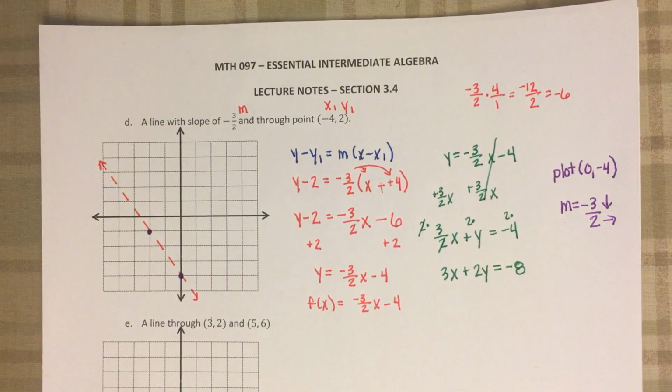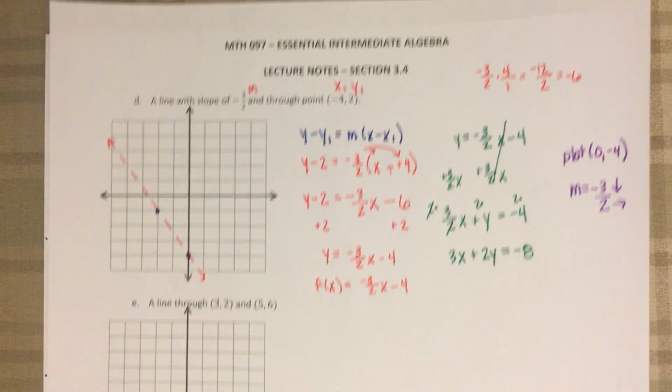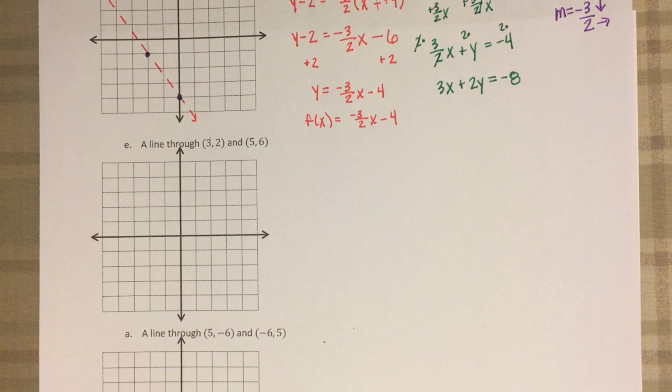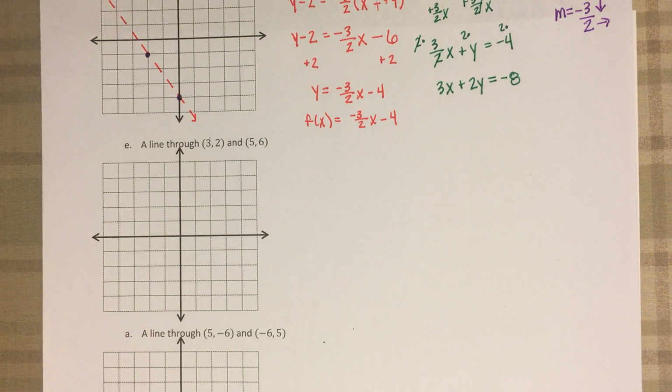And there is our sketch for that linear function. Alright, so A and B were similar. We started off with our slope-intercept form. C and D were similar. We started off with our point-slope form. If we look at E and F, we are given different information. What we are given here is actually 2 points.